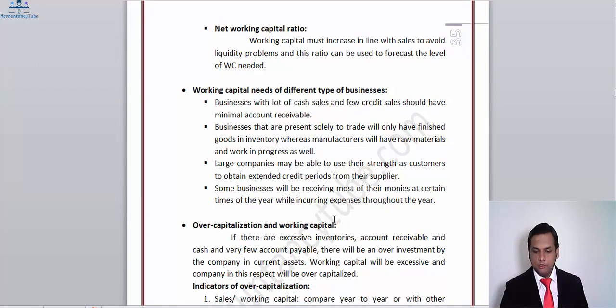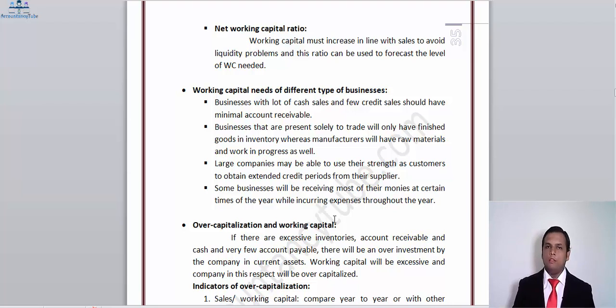Then we have working capital needs of different types of businesses. Businesses with a lot of cash sales and few credit sales should have minimal accounts receivable, just like the retail store example I gave you. Then we've got a business that is solely trading, which only has finished goods in its inventory, whereas a manufacturer will have raw materials and work in progress as well.